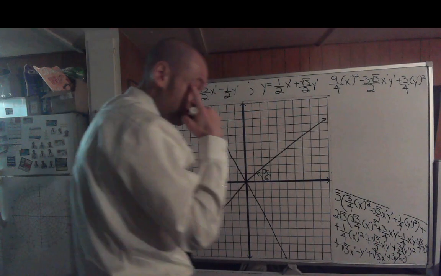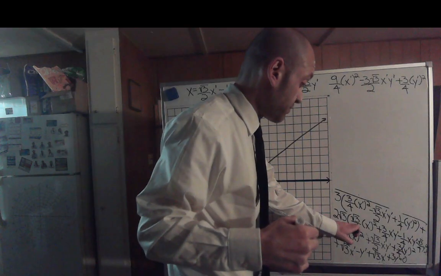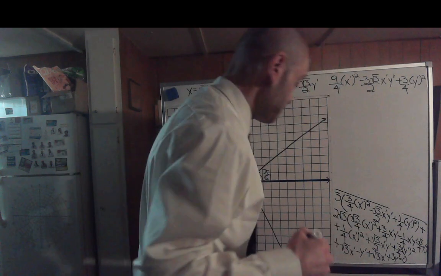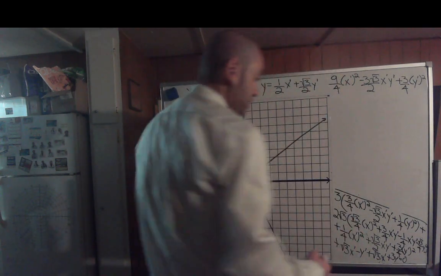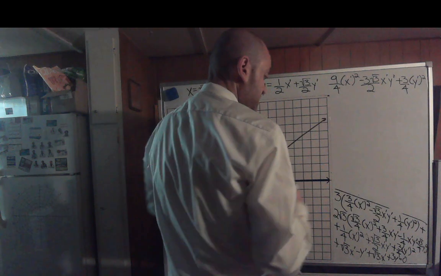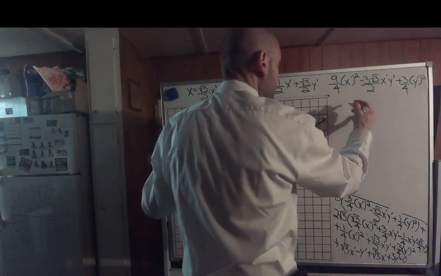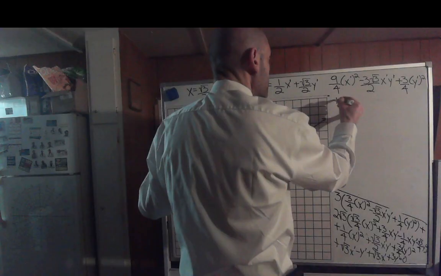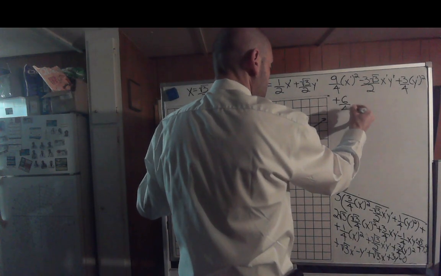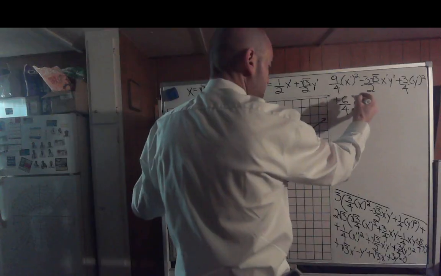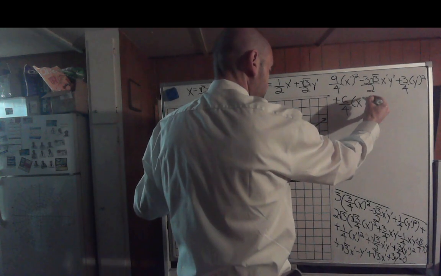Now I got to distribute this 2 times the square root of 3 through this whole thing. So 2 times the square root of 3 times the square root of 3 over 4. So you have 6 over 4. So that would end up being, let's do plus 6 over 4. There's a reason for that because of the 9/4. So plus 6 over 4 x prime squared.